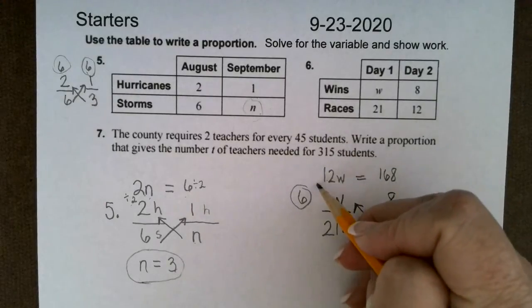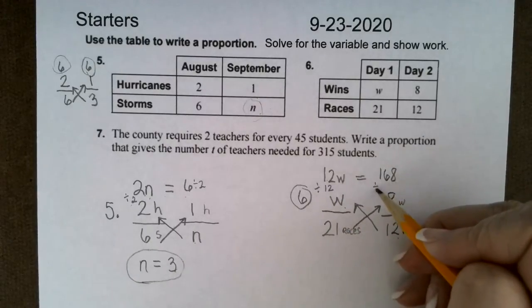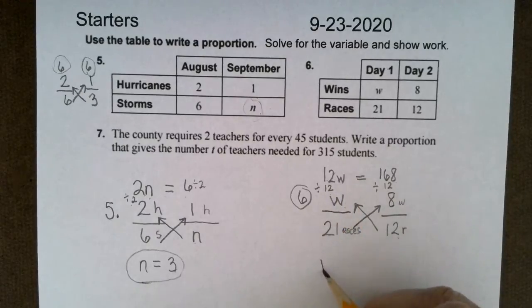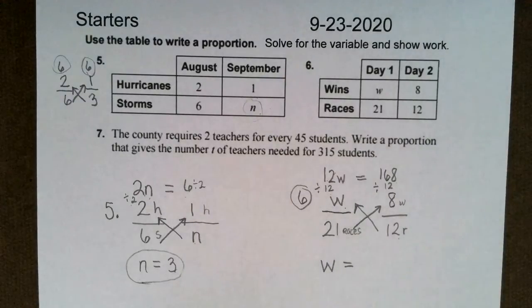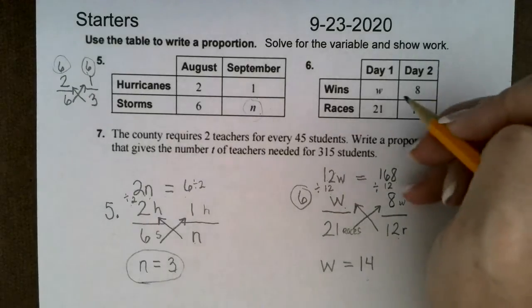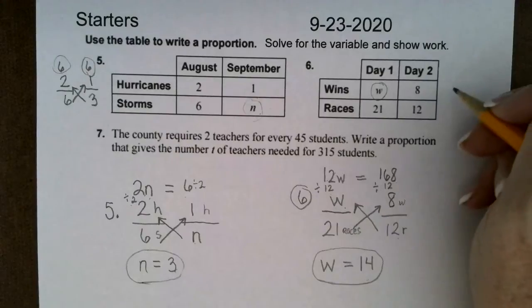So I have to divide both sides by 12. Twelve divided by 12 leaves me with just 1 W. And then 168 divided by 12. I'm going to grab my calculator so I don't try to do math on the fly. 168 divided by 12 is 14. So 14 is equal to our wins. W is equal to 14, and then we can check it.